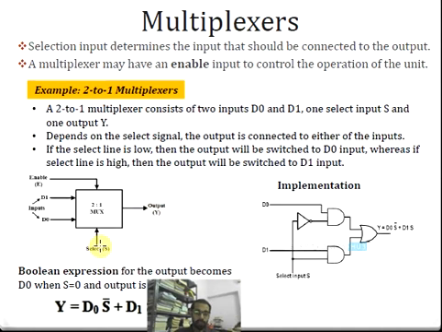When S is low, we connect D0. If S is going to the low state, then D0 will be represented in the output. So this is how a multiplexer works.